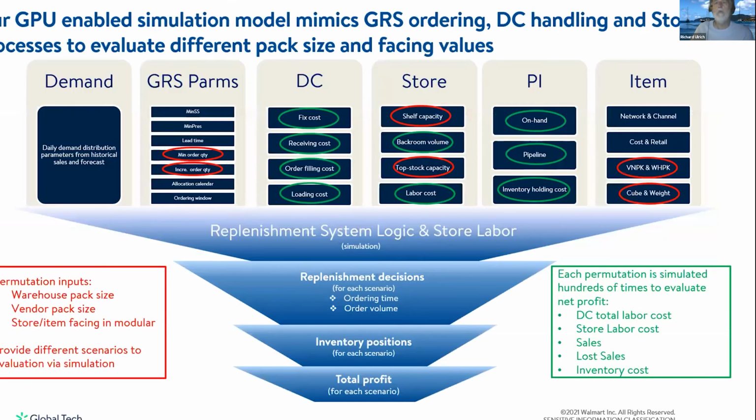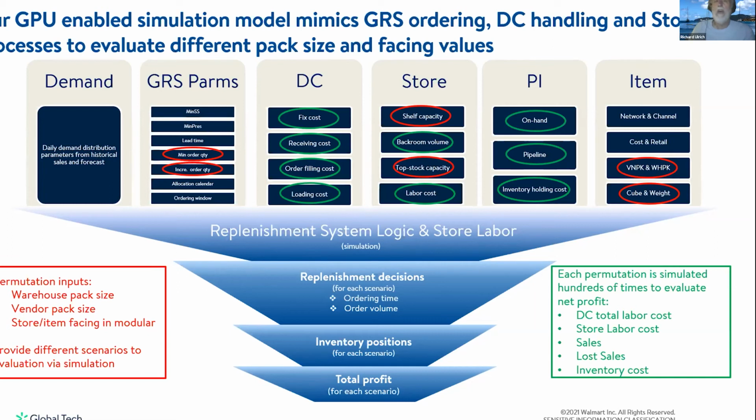And to do that, we look at all the parameters that we have across our stores that impact both the facings as well as the supply chain. And we go through and simulate all the sales and all the labor across all the stores and look at the parameters that impact our decisions for the facings, which is a local decision, and the pack size.